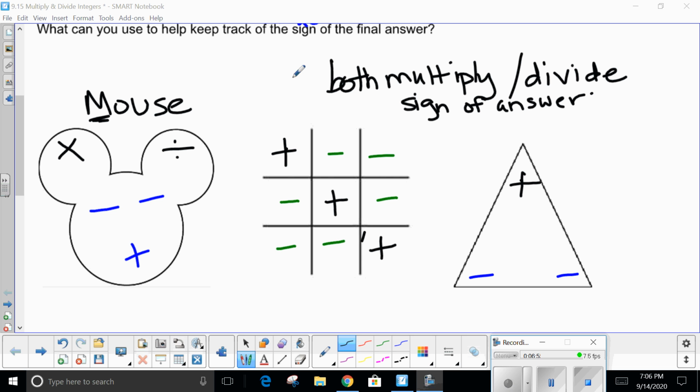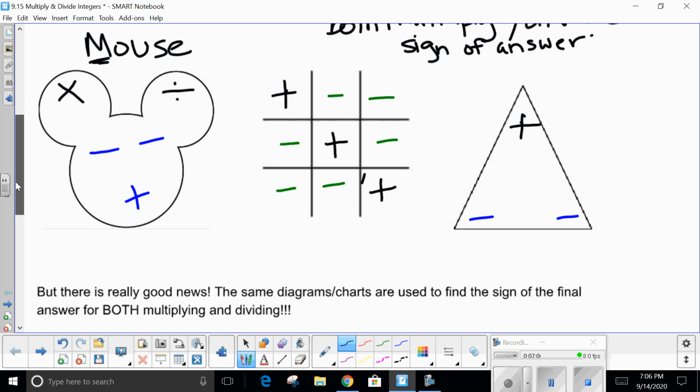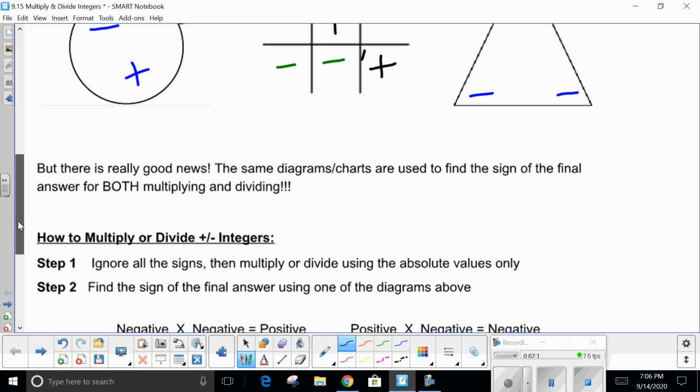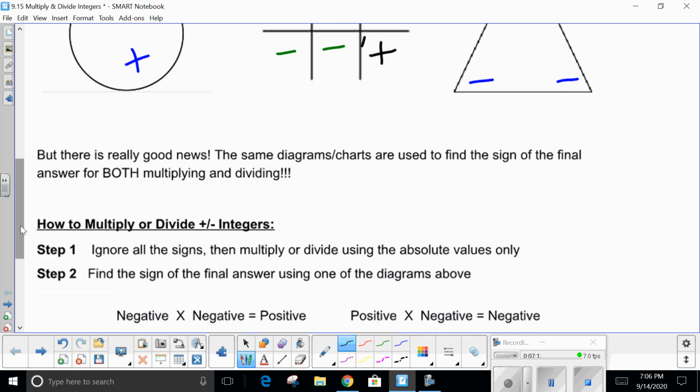Okay, so we can use this for both multiplying and dividing. You can pick any one of these. You don't have to use all of them. Just pick your favorite one, and they do the same thing. They help you determine the sign of your final answer. So it is good news because all of those diagrams, all of those charts, all of those pictures can be used to find the sign of the final answer for both multiplying and dividing.